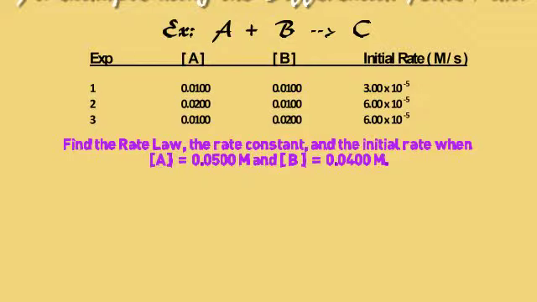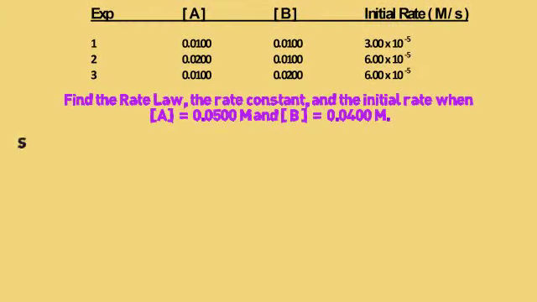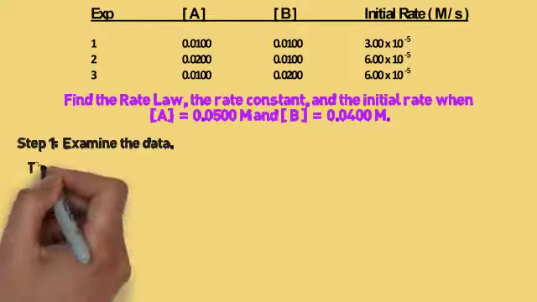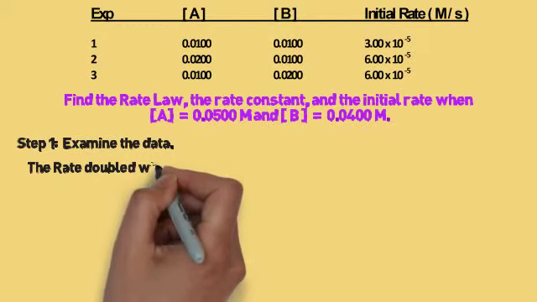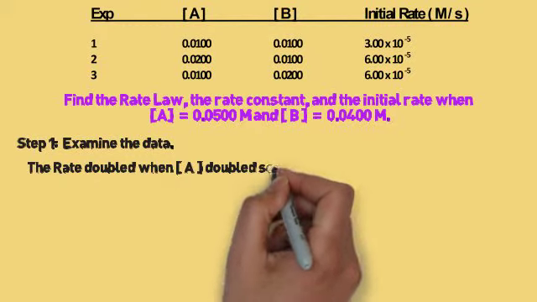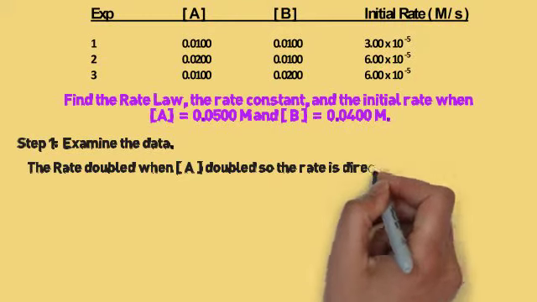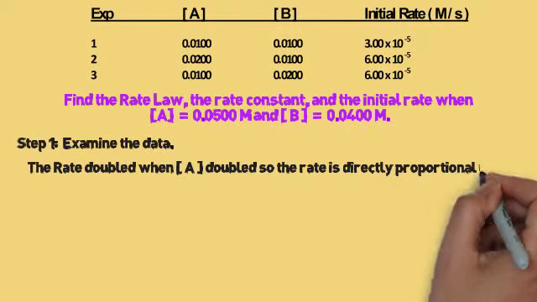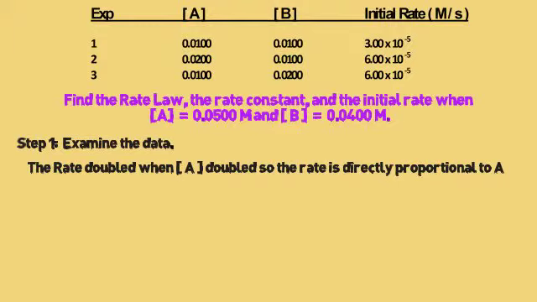You may pause and start, or you may watch me go through the steps. Step 1, examine the data. Take a look at that table closely and see how the rate changed when the concentrations changed. The rate doubled when the concentration of A doubled, so the rate is directly proportional to A. What order is that? That is first order with respect to A.